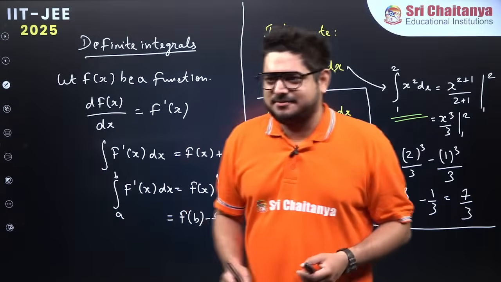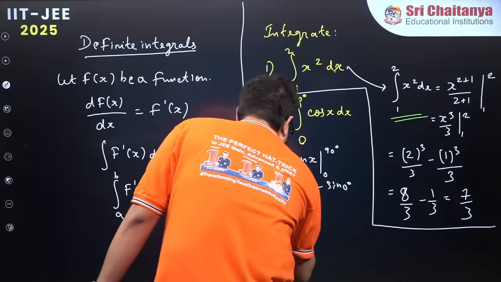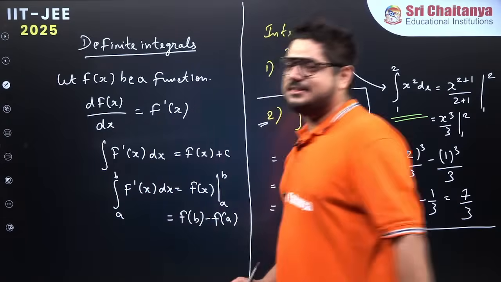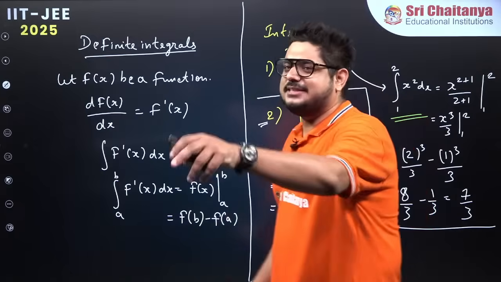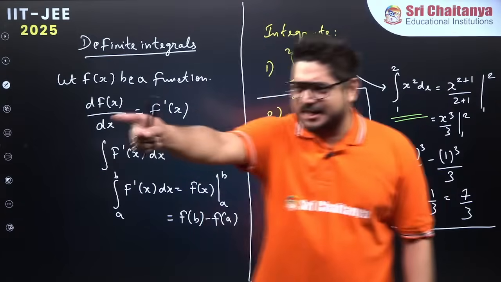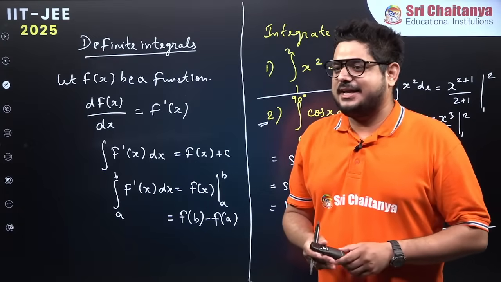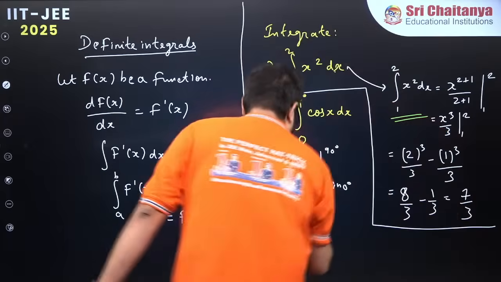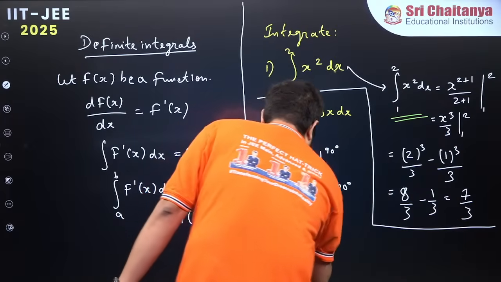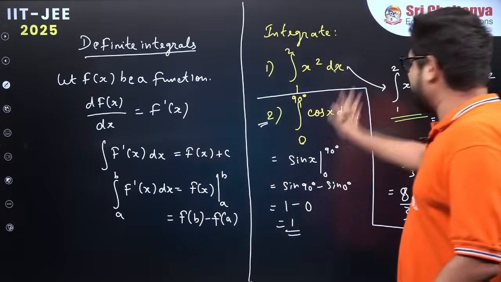Sine 90 is 1. Very good. And what is sine 0? Write it down over there. Sine 0 is? Write down the value. Sine 90 is absolutely correct. Bilkul sahi. What about the other? Sine of 0 degree is 0. So 1 minus 0 is 1. So 1 will be the answer to the question.